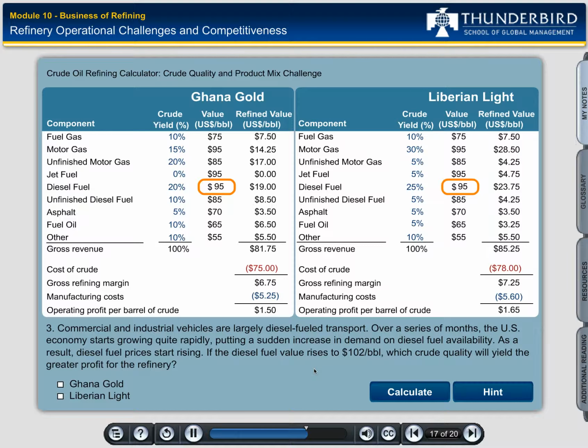Commercial and industrial vehicles are largely diesel-fueled transport. Over a series of months, the U.S. economy starts growing quite rapidly, putting a sudden increase in demand on diesel fuel availability. As a result, diesel fuel prices start rising. If the diesel fuel value rises to $102 per barrel, which crude quality will yield the greater profit for the refinery?